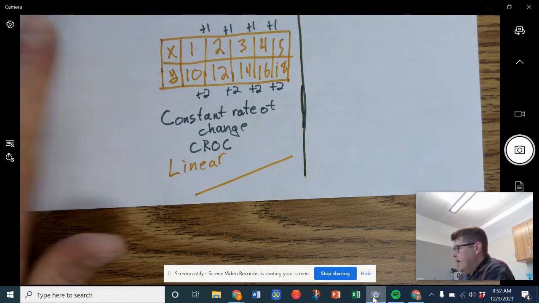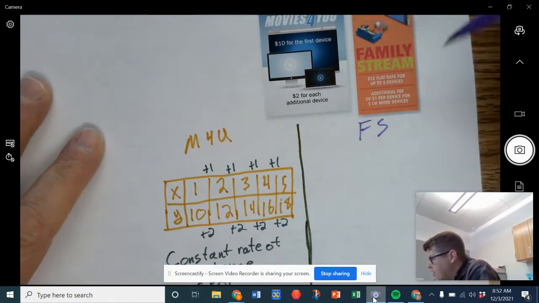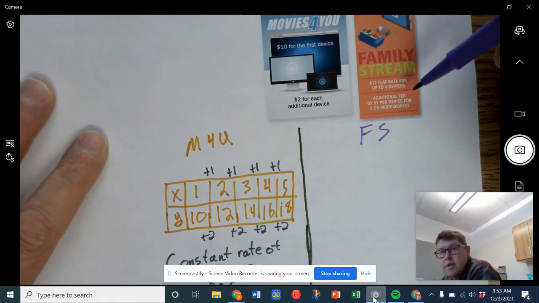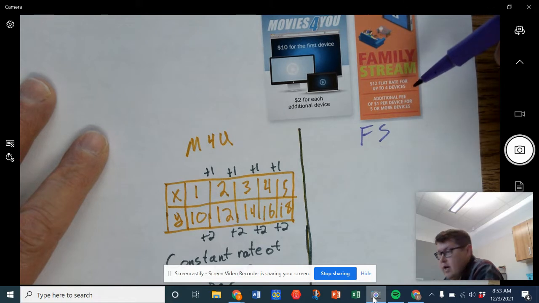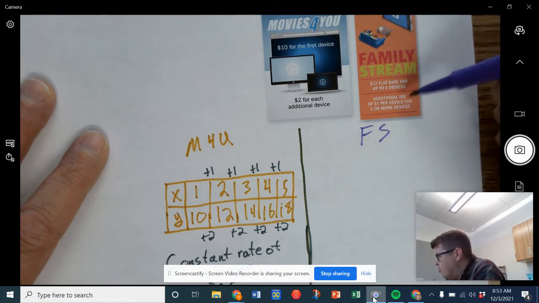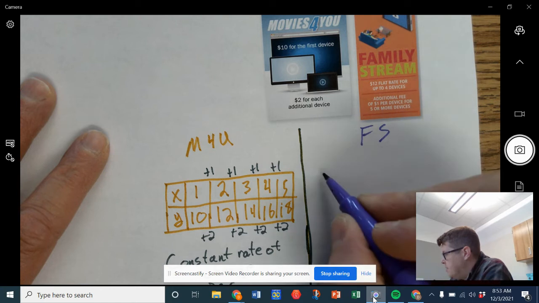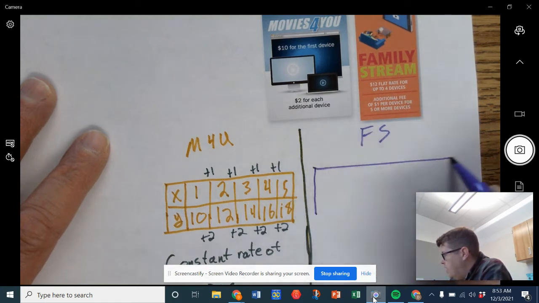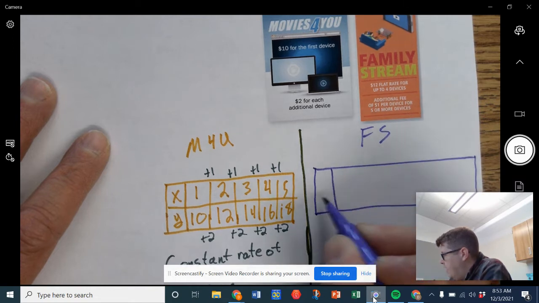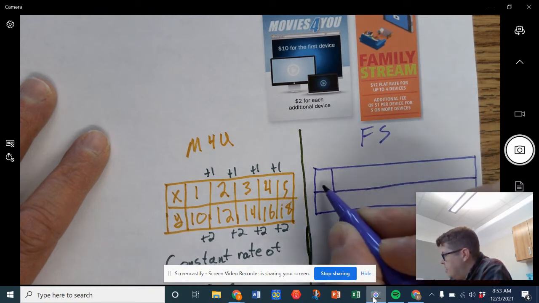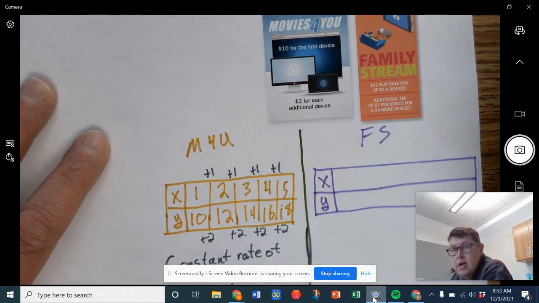Now, if we take a look at Family Stream right here, we see that it's a $12 flat rate for up to 4, and then an additional fee of $1 per device for 5 or more. So again, I'm just going to put it in a table, and we're going to use the same variables. X is the number of devices, Y is the total cost, right?